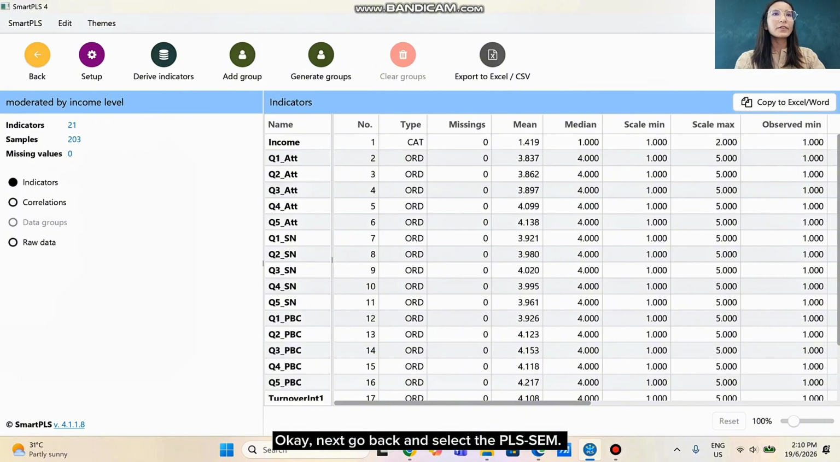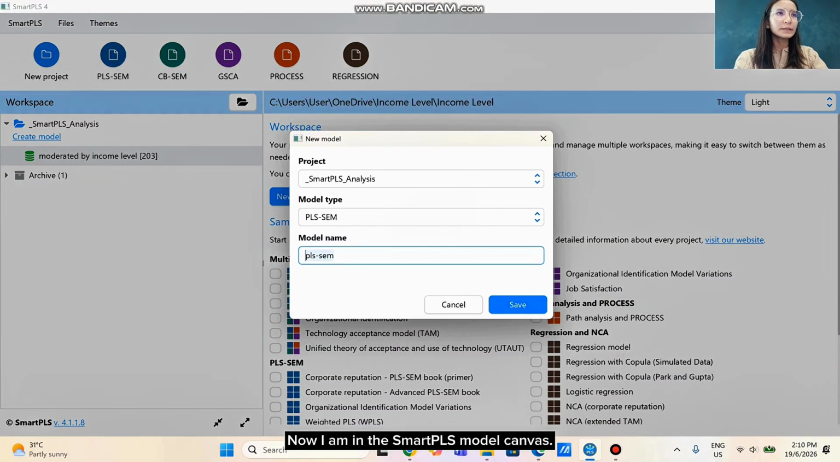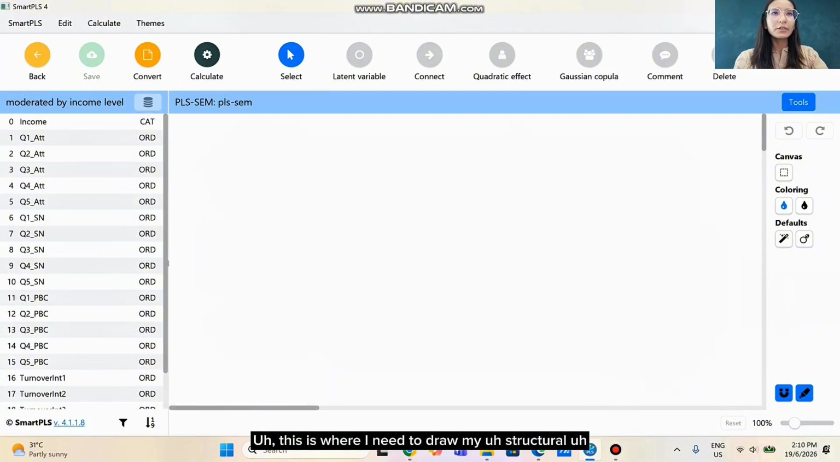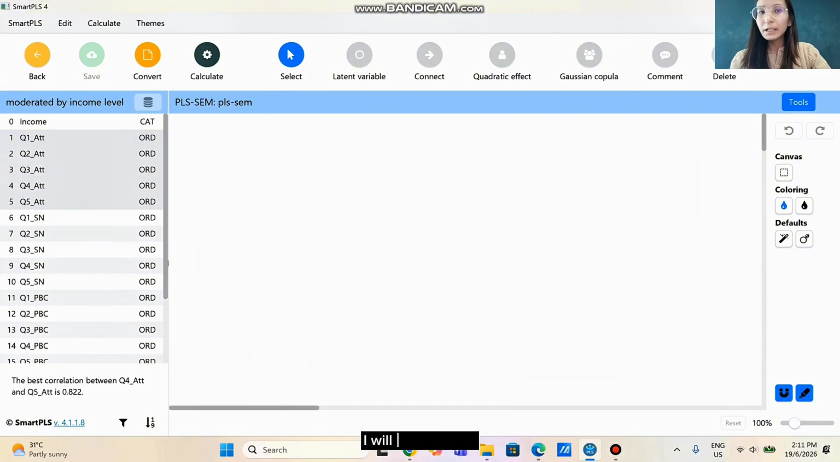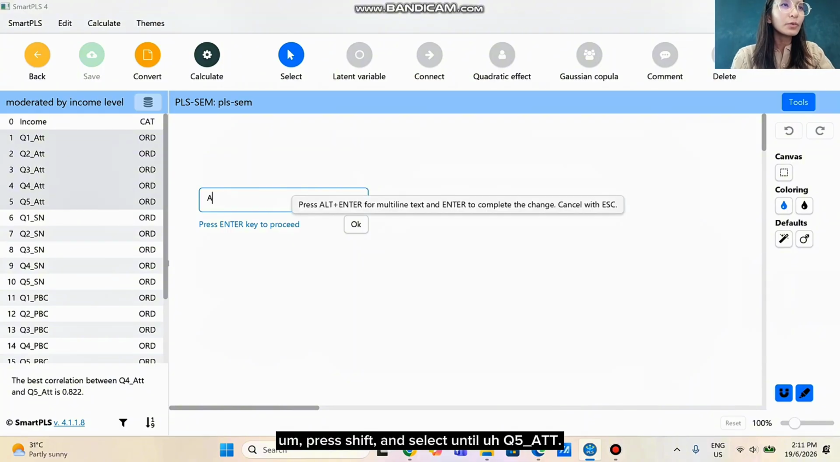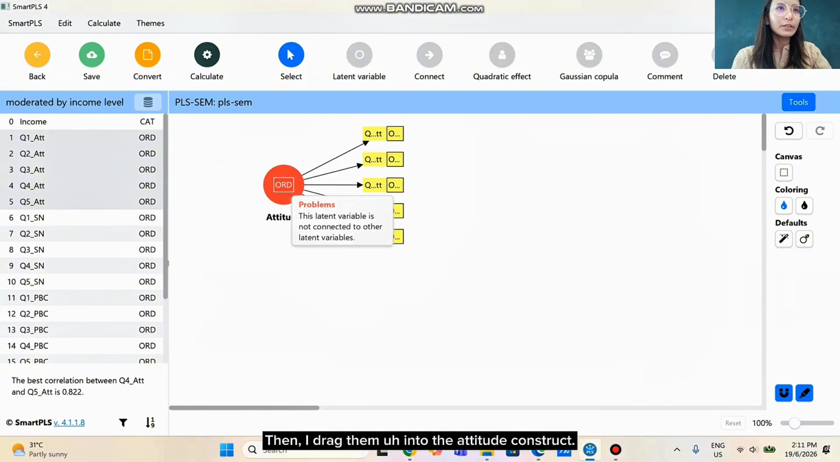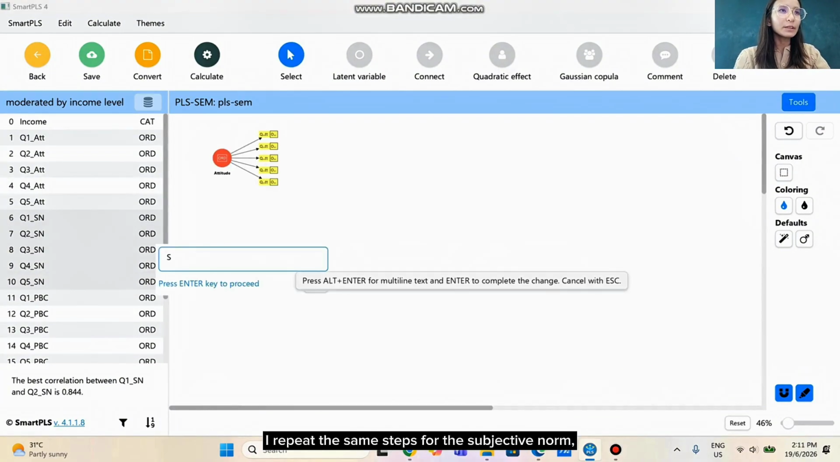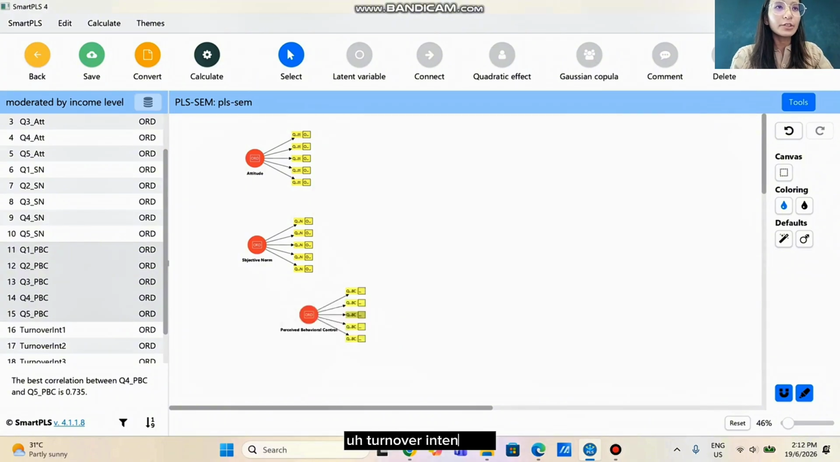Next, go back and select the PLS-SEM. Now I am in the SmartPLS model canvas. This is where I need to draw my structural model based on the framework that I prepared earlier in my notes. I will start with the attitude construct. I will click Q1 ATT, press Shift and select until Q5 ATT. Then I drag them into the attitude construct. I repeat the same step for subjective norms, perceived behavioral control, and turnover intentions.